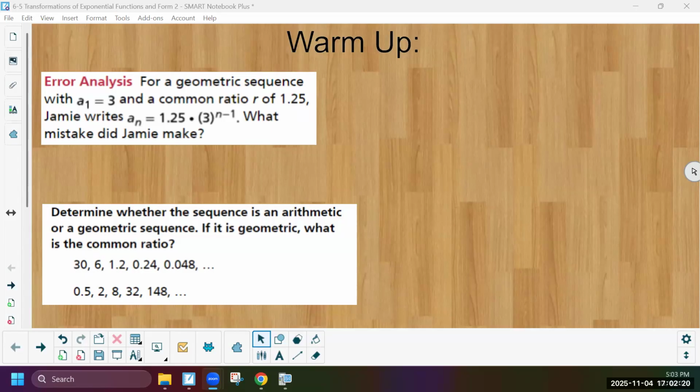Okay, so let's take a look at these. For a geometric sequence with a sub 1 equals 3 and a common ratio of r is 1.25, James writes that equation. What is the mistake that he made? Well, let's write it the correct way first.